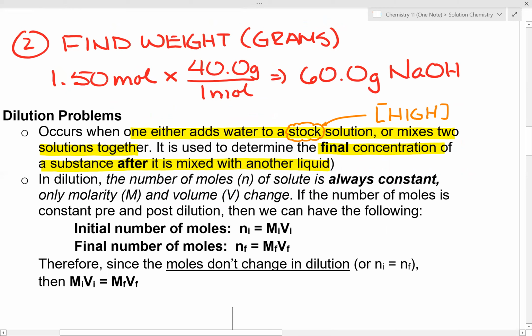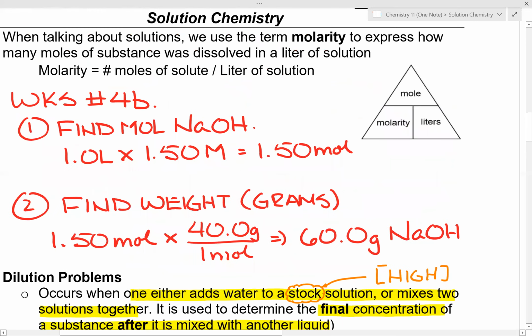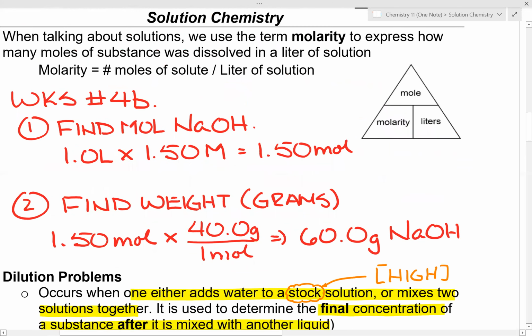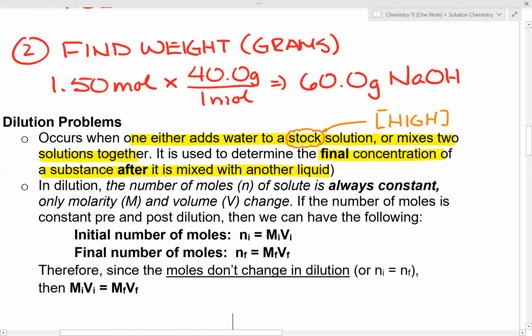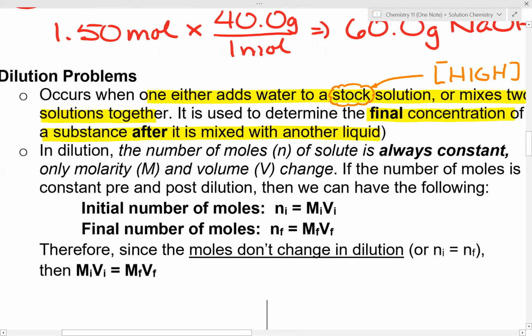If the number of moles is constant pre and post dilution, then we can have the following. The initial number of moles is molarity times volume, and that comes back to the little triangle that we used up here. And the final number of moles is also molarity times volume. Therefore, since the moles do not change in dilutions, the initial number of moles is equal to the final number of moles, so the initial molarity times the initial volume, M_i V_i, should equal the final molarity times the final volume, M_f V_f.